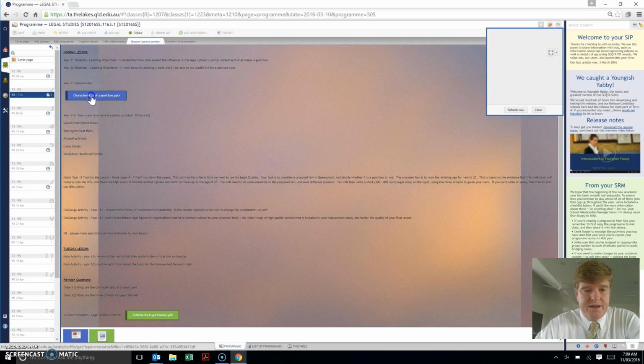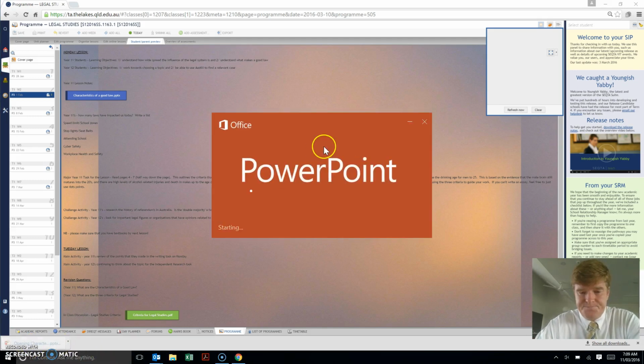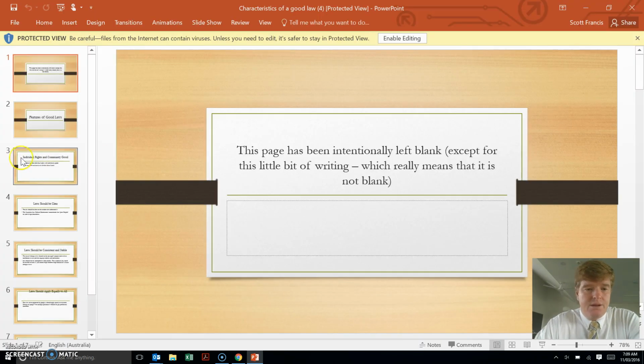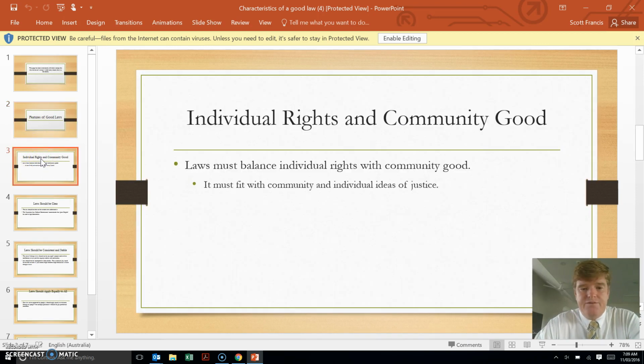So the first one we've got there are the characteristics of a good law, and this is going to be important. We've done exercises where we've compared a law against these characteristics, or the features of a good law. The first is it has to balance individual rights with community good. So, for example, we could solve some of the alcohol-related violence problems perhaps by banning alcohol completely. That might be good for the community, but does it allow individuals to have a choice that they're probably entitled to as adults? So that's the first thing. Does it balance individual rights with community good?